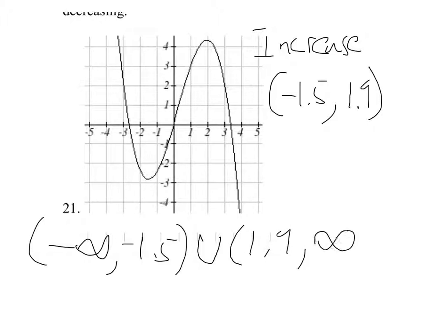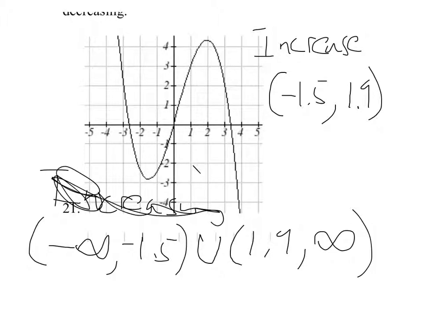1.9 to infinity. Got it. This is the increasing. So are we good with that part? Yes. I was just told I'm wrong with this increasing, decreasing. This is decreasing. Left side is increasing. And that was increasing. Yeah, you were right.